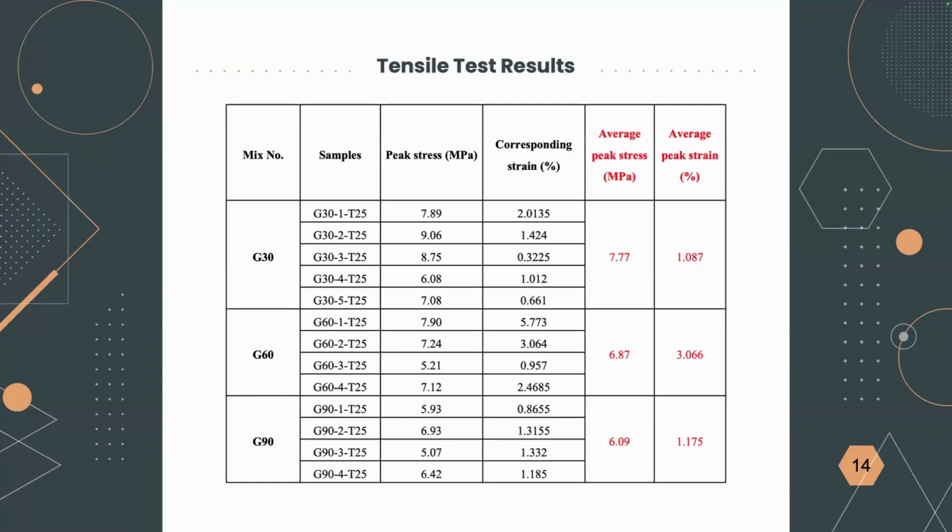And we can see the pattern here is different from the compression values. Here in the tensile strength, we're having the greatest tensile strength for G30, followed by G60, and then at the end of the day, G90. However, if we look at the strain, which gives us an indication about the ductility of the material, we can see that G60 achieves the highest ductility at 3.066% strain. This is higher than G30 and higher than G90. So we can conclude from this table that G60 performs the best when it comes to ductility and strength. If we want a balance between these two properties, then G60 would be the better option here.